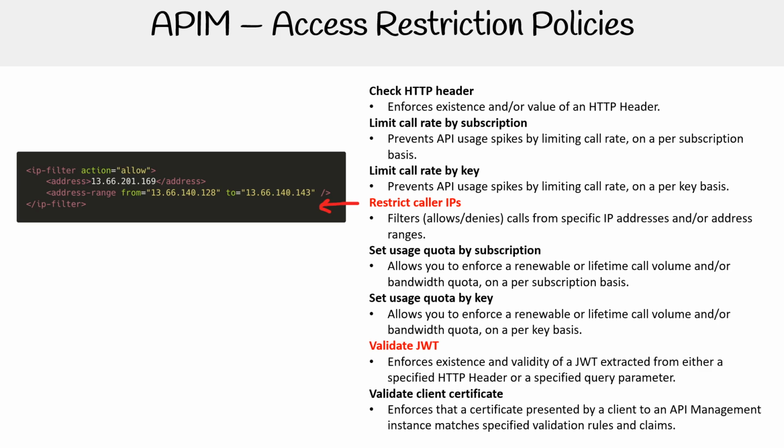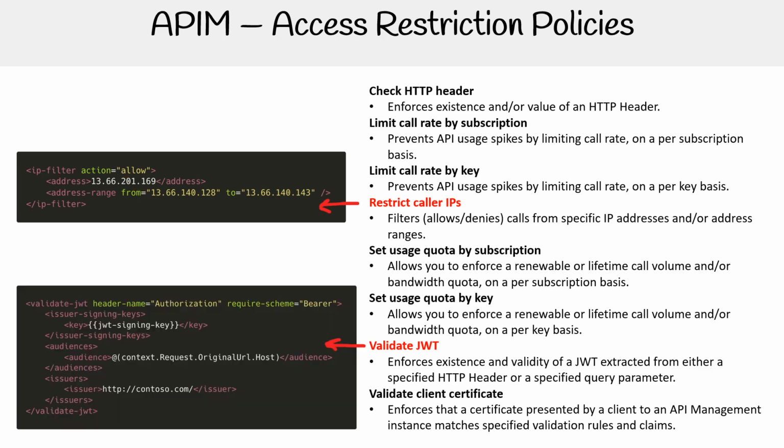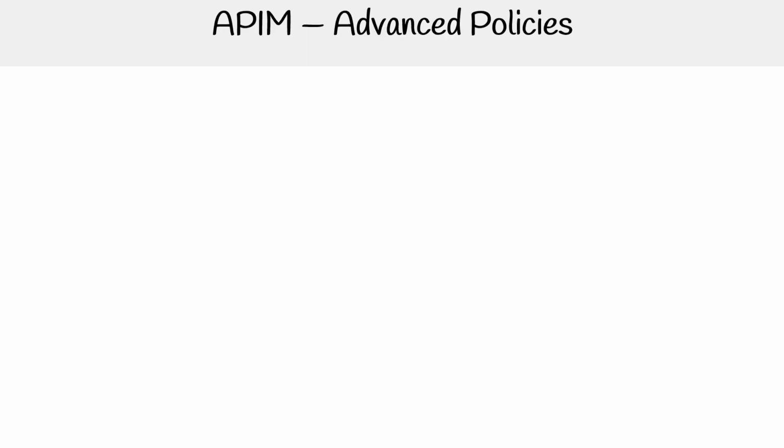Very, very simple. We define the IP filter, we have an action, the IP address that is allowed in this case, or a range. So that one is, again, very simple. These are not hard to figure out. We have validate JWT. So there is some stuff there, and it is what it is. Okay, so we'll go on to advanced policies.